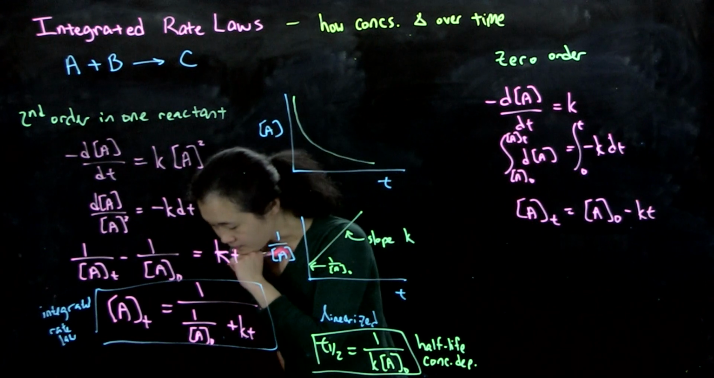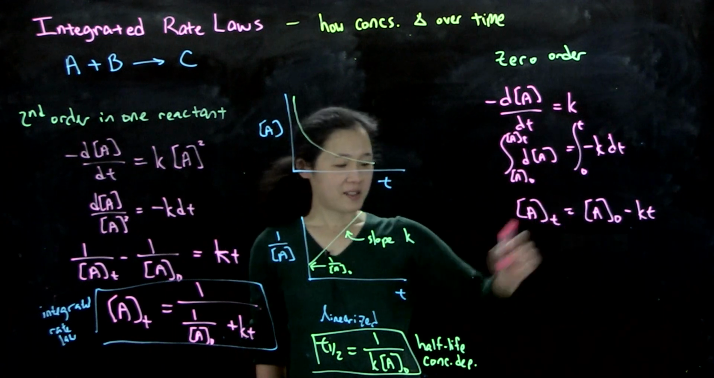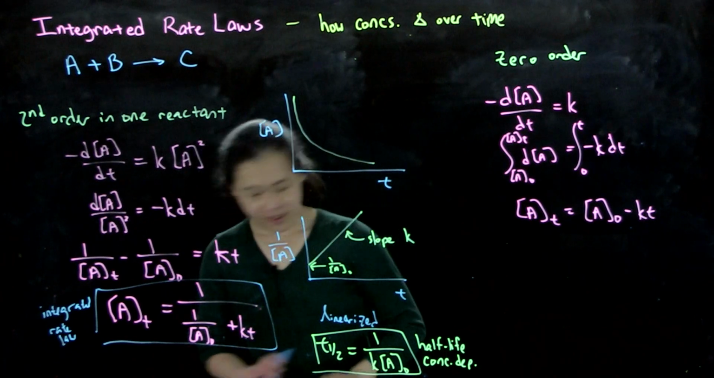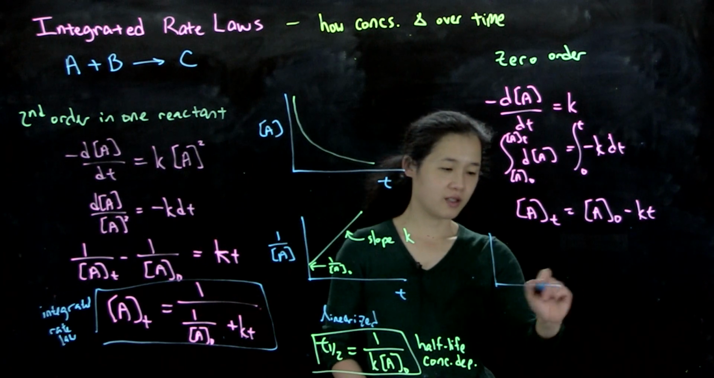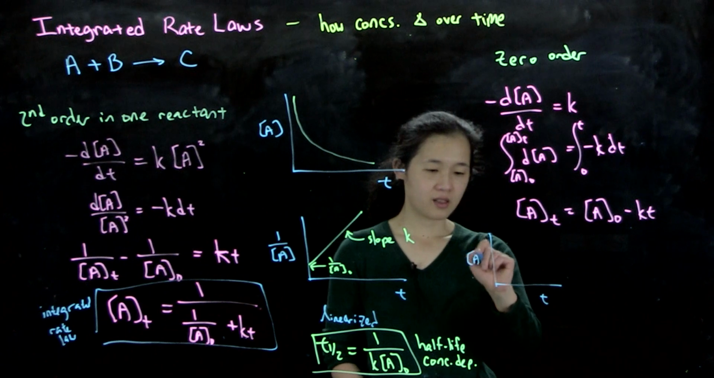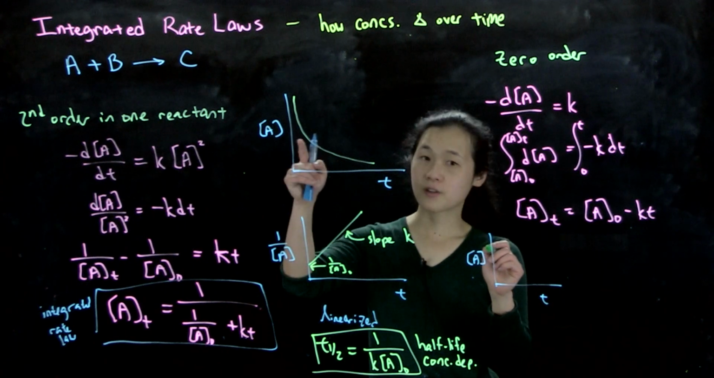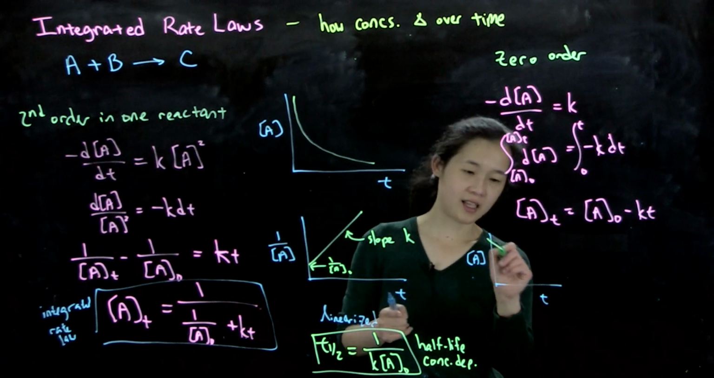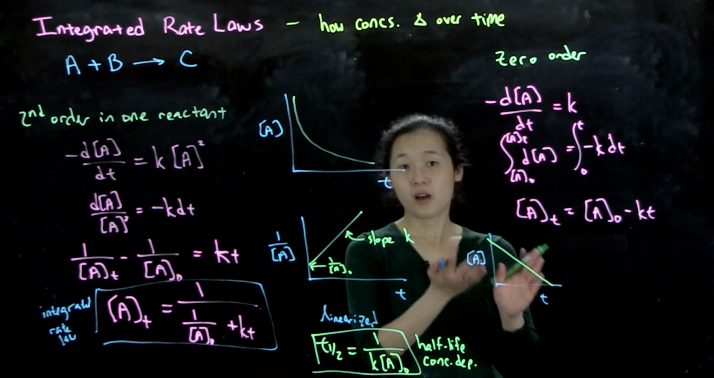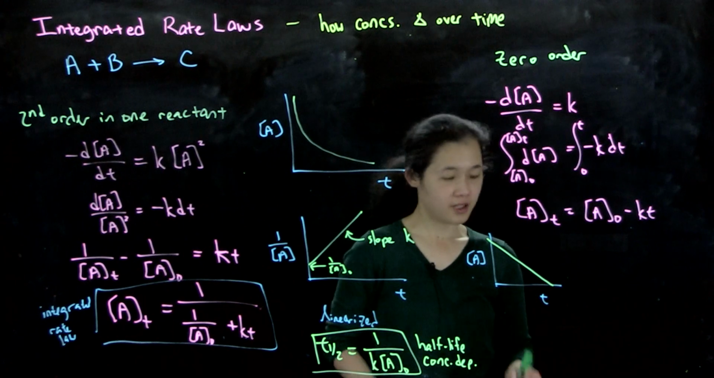So this is basically just going to be a straight line down, A versus time. And unlike the first order and second order, it doesn't decay like that. It just decays down linearly. So this would be the hallmark of a zero order reaction.